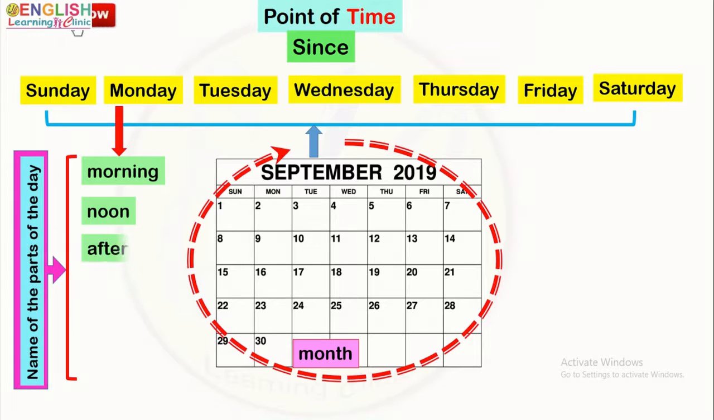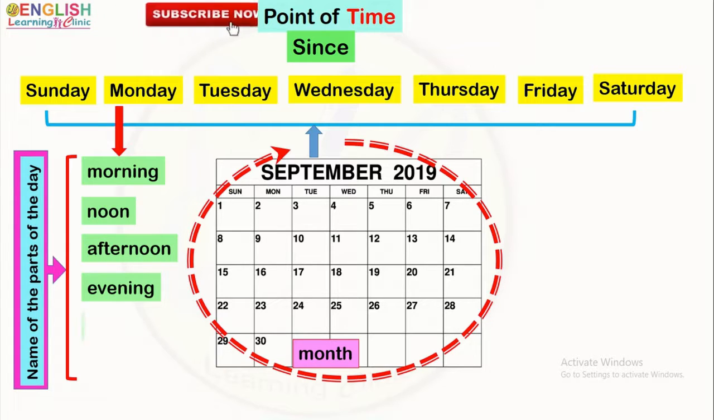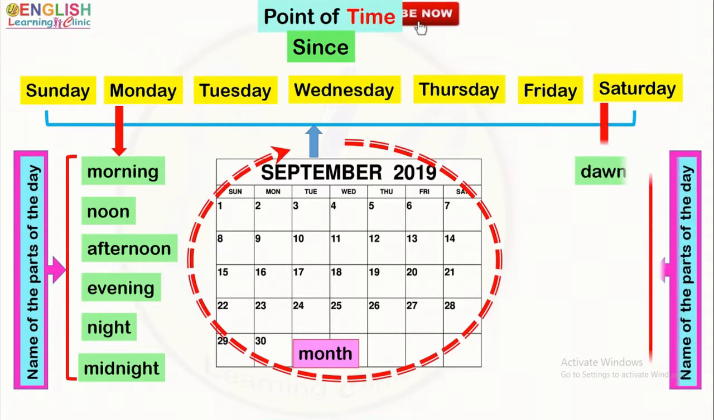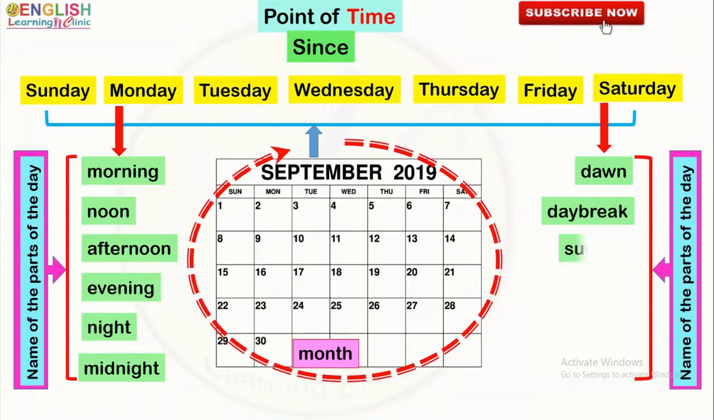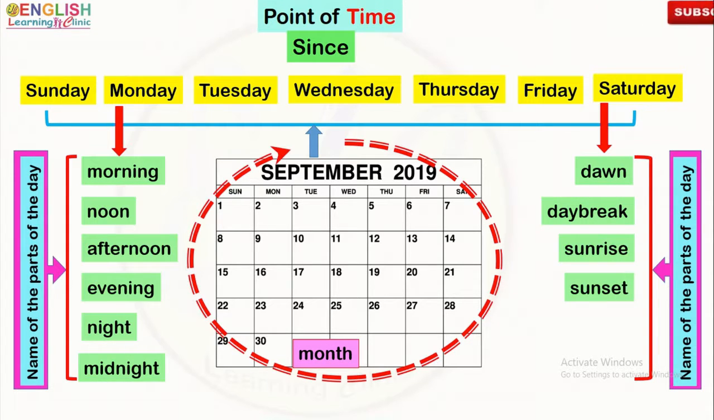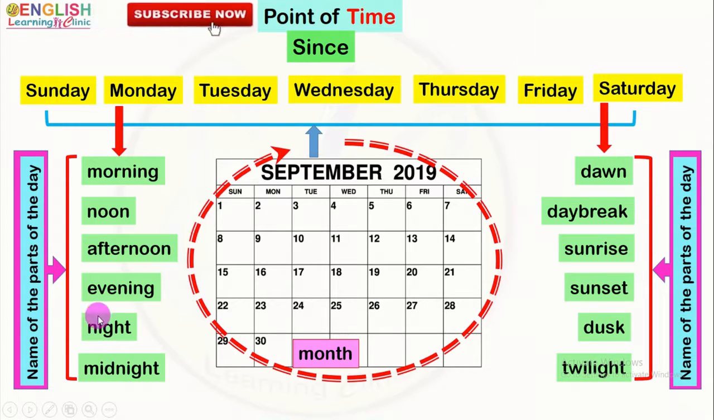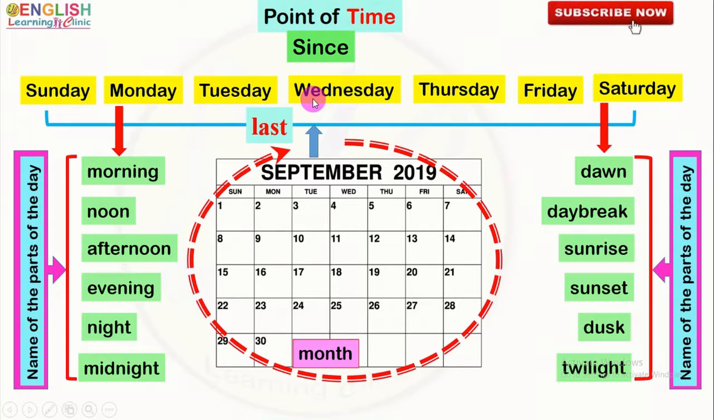Morning, noon, afternoon, evening, night, midnight, dawn, daybreak, sunrise, sunset, dusk and twilight. All these also indicate points of time. If we use "last" before all these points of time, they also indicate points of time. That is, last Sunday, last Monday, last afternoon, last night, last morning.